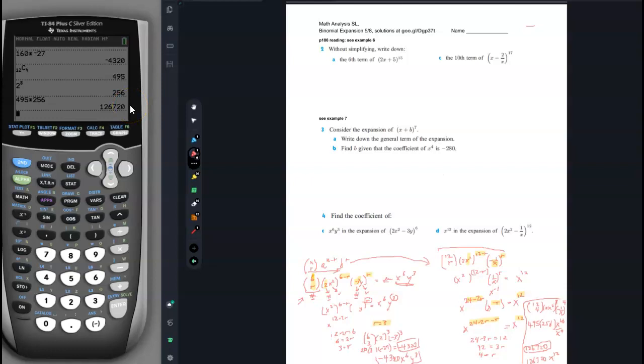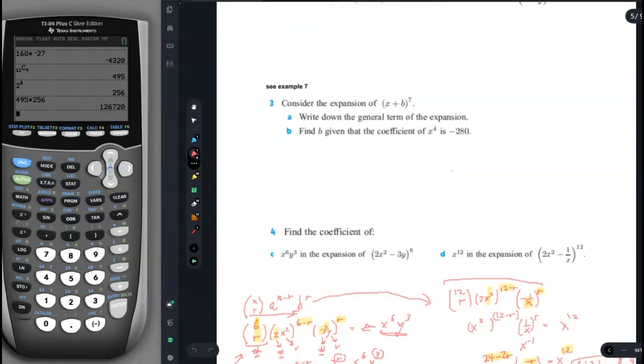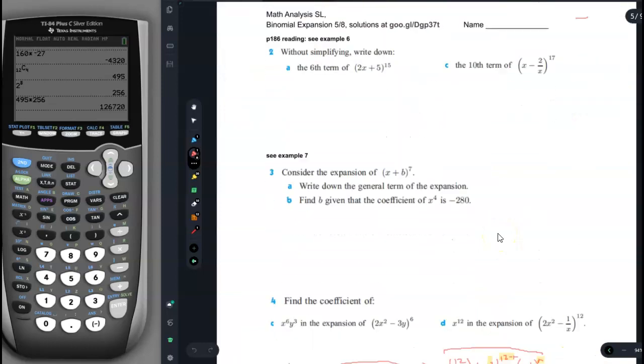Okay, this is page 5. Okay, we're going to do number 2a.